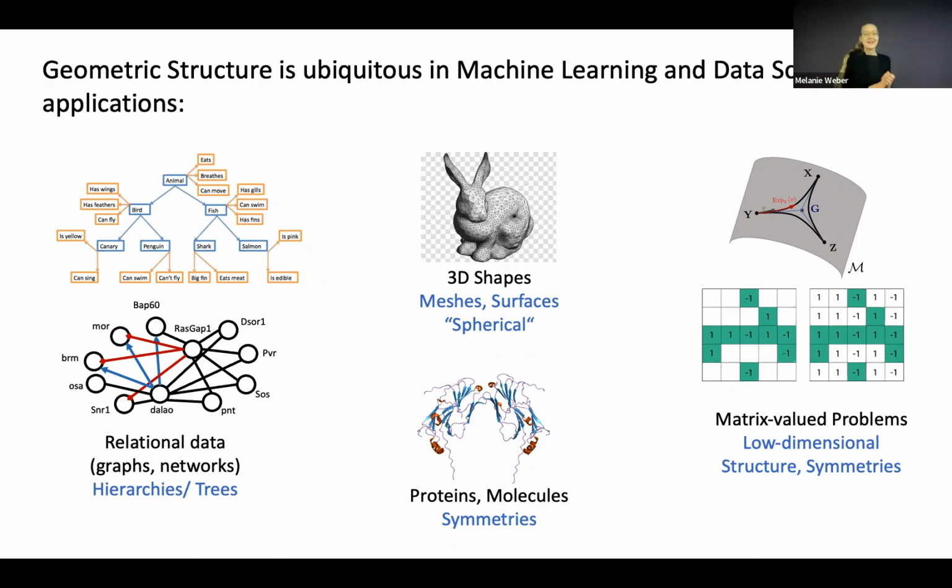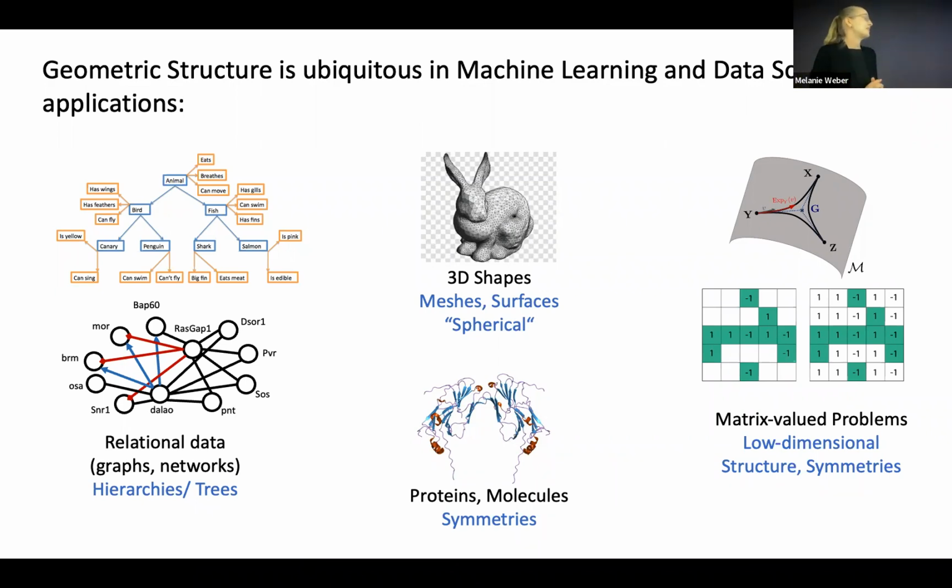Okay, yeah. So this line of work is motivated by the observation that we find geometric structure in many machine learning and data science applications. Here on the slide, you see a couple of examples, some of which we will get back to throughout the talk. One type of data structure that we often encounter in machine learning is relational data, so maybe graphs or networks. Here you see a knowledge graph that you might encounter in natural language processing and a protein-protein interaction network that computational biologists are interested in.